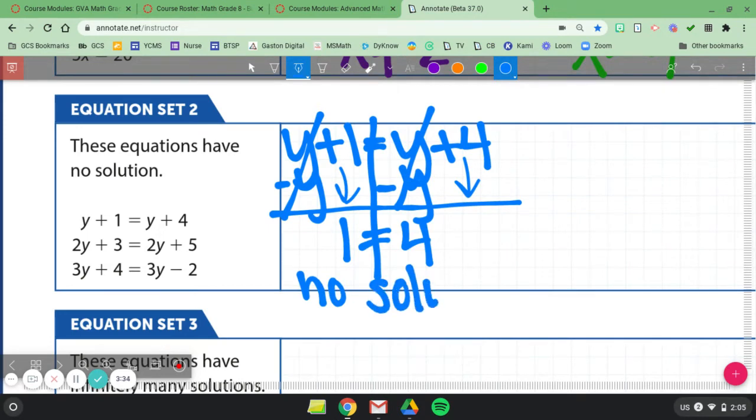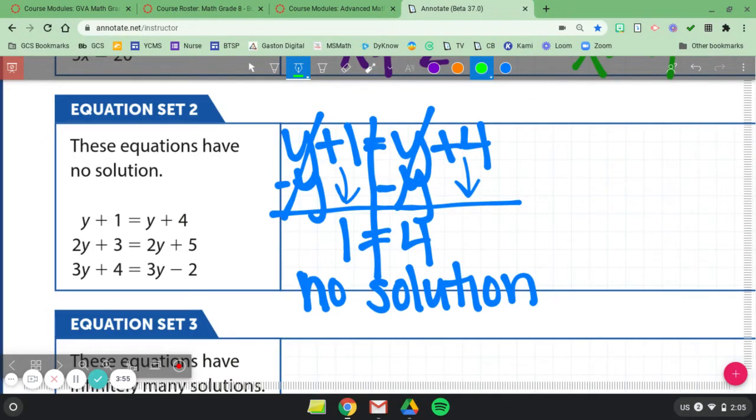When your variables or your letters cancel out on both sides of your equation and you're left with a statement that's not true, two numbers that do not equal each other, there is no solution. There is no number that you put in for your variable that's going to make the left and the right side of that equation work.